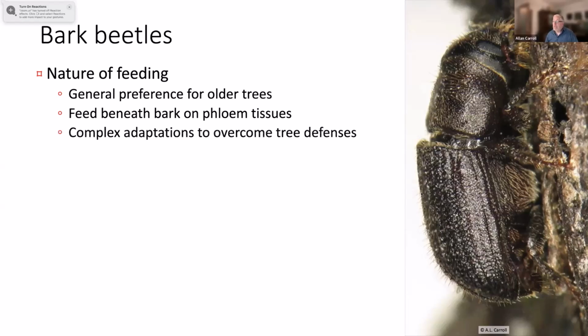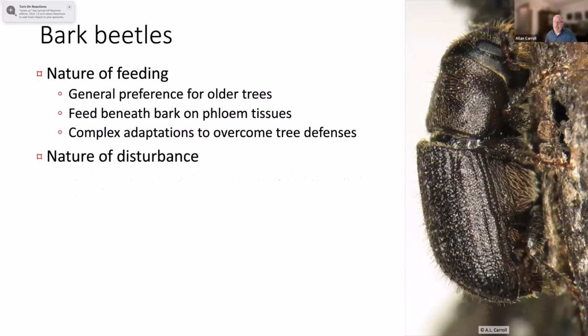They have very complex adaptations that they use to overwhelm the tree defenses because trees are not passive players in any interaction with an insect. They actually are capable of defending themselves. And in the case of tree defenses, this usually involves the production of all kinds of very toxic and nasty resin. But the bark beetles, of course, have evolved ways to get around that. And this involves the use of pheromones or the actual vectoring of mutualistic organisms, etc.